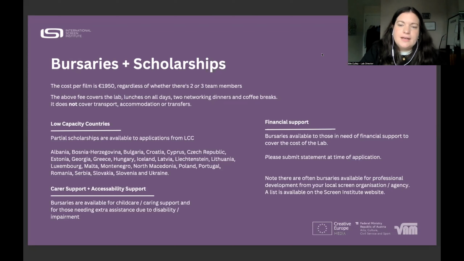Because the lab is funded by Creative Europe, thank you Creative Europe, there are scholarships for applications from low capacity countries, which are listed there. So if you are applying with a project from any of these countries, please get in touch. There will be a reduction in the fee for the lab.